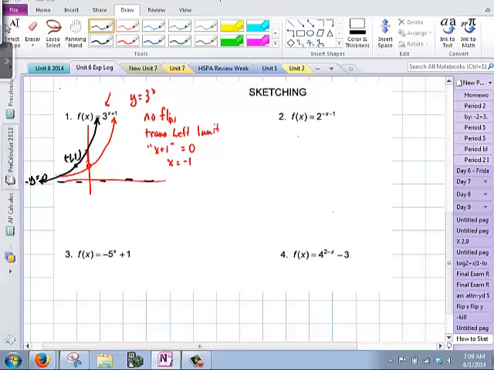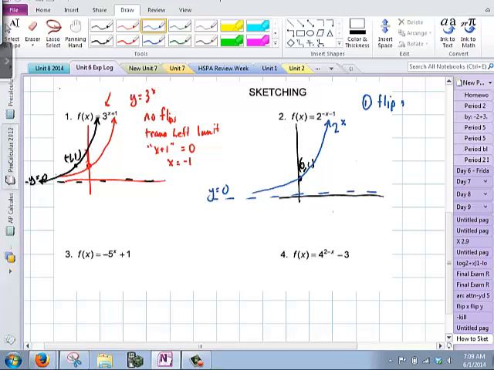On the next function, I will draw the function 2 to the x. So it goes through the origin again, 0, 1. We have our horizontal asymptote. I'll just do that in blue so you can see it better. And the 2 to the x would look like this. And now I'm going to identify, I have a few things going on. First thing is I have a flip over the y-axis.